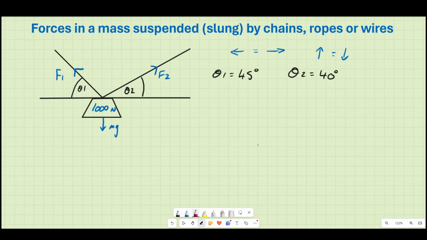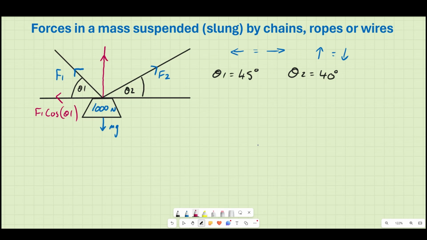So force 1 is pulling up and to the left. So it's got a vertical component and a horizontal component. The horizontal component of force 1 is to the left, and that is the hypotenuse F1 times the cosine of theta 1.